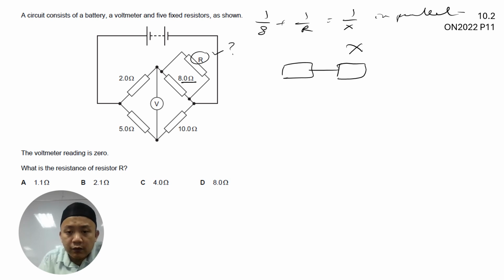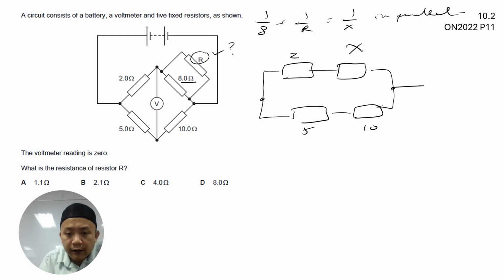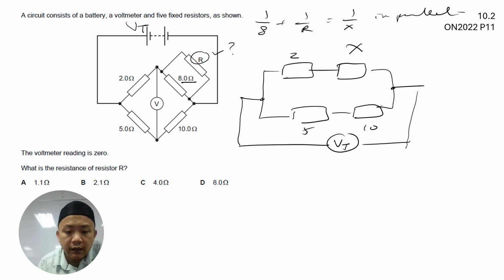Now, this one will be your 2 ohm resistor, and then you've got another branch here. This one will be your 5 ohm, and then this one will be your 10 ohm resistor. So here, basically this is connected to a total EMF. Let's label this as VT. So you'll get a much more familiar circuit compared to the Wheatstone bridge.